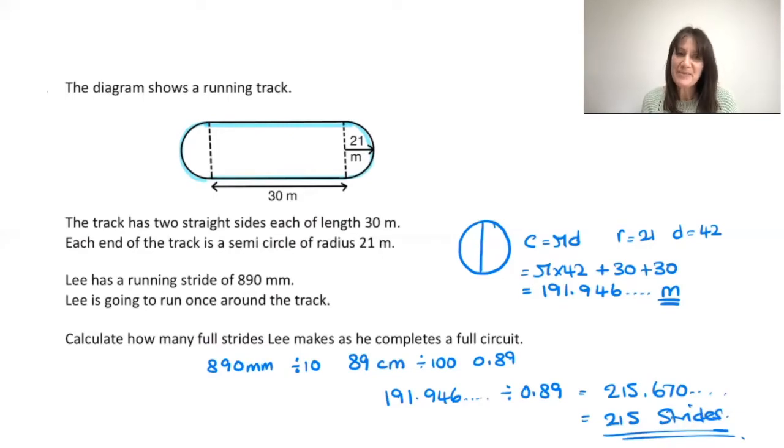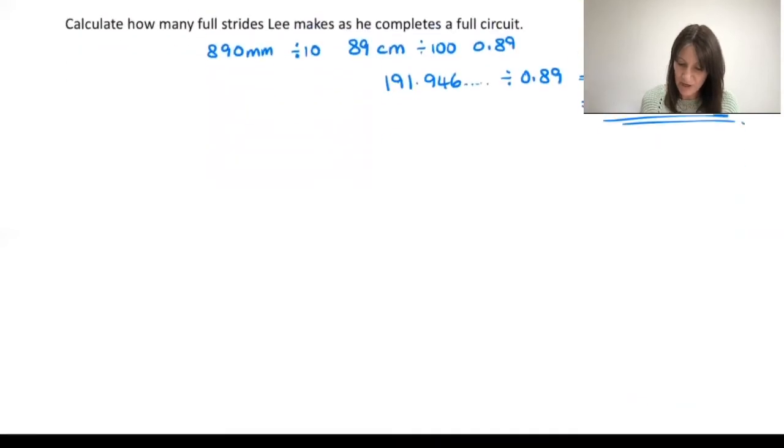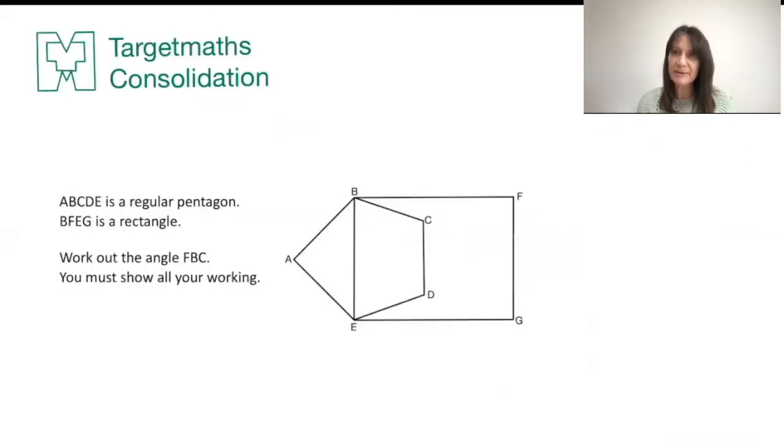So hopefully that went well. And remember, it's not right or wrong, because if you can tick bits along the way, you know you've got methods. So if you didn't get 215, think about the bits that went well, okay? They will be giving you marks. All right, there's your next one. Hit pause, press play when you're ready.